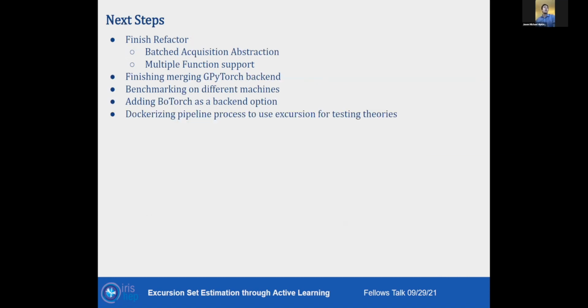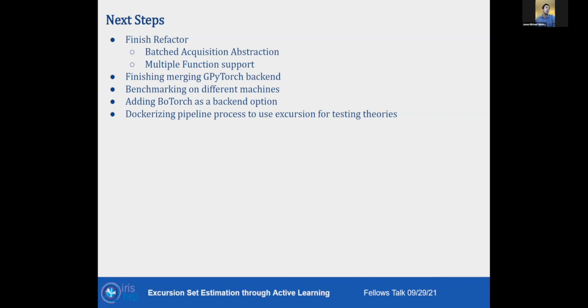The next steps in this project are finishing an abstract design for the factory method for batch acquisition, because we want to use a batch heuristic with any other one of the strategies we pick. We don't want to have that batch heuristic be stuck with just one acquisition function. We also want to bring back multiple function support, which is handled very differently between scikit-learn and gPyTorch and BoTorch. So that needs some thought-out planning.